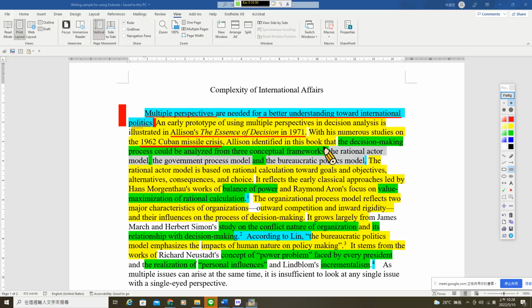Allison identified in his book that... did you notice I used the term "Allison identified in his book that"? Well, it gives you a signal. I'm going to cite some ideas from Allison. So apparently this should be the beginning, right? Beginning. The decision-making process should be analyzed from three conceptual frameworks: the rational actor model, the government process model, and the bureaucratic politics model. But did you notice that I do not have a number here?